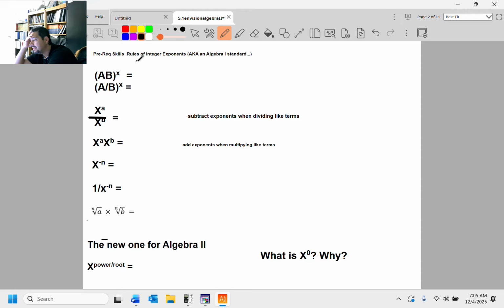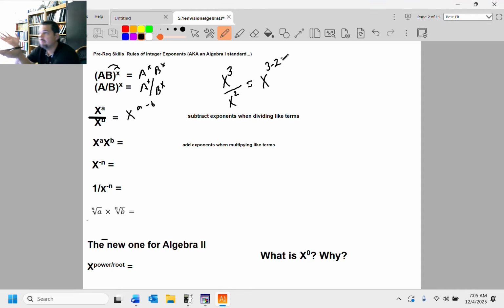A times b to the x is a to the x, b to the x. I call it the distributive property of exponents. A over b to the x would be a to the x over b to the x. All right. We have a subtraction rule. X to the a over x to the b is x to the a minus b. And you guys should know that by doing like x cubed over x squared. You know that's x because what you did is you did 3 minus 2. Or maybe you just memorized after teacher said it 100 times that that's what it was.